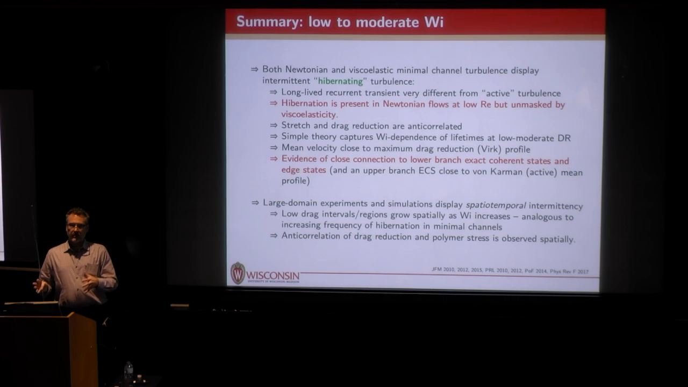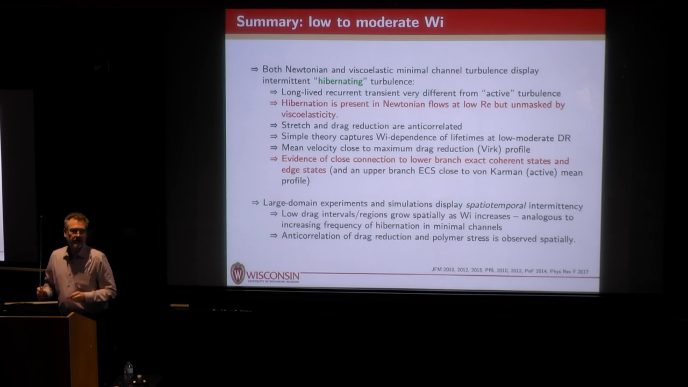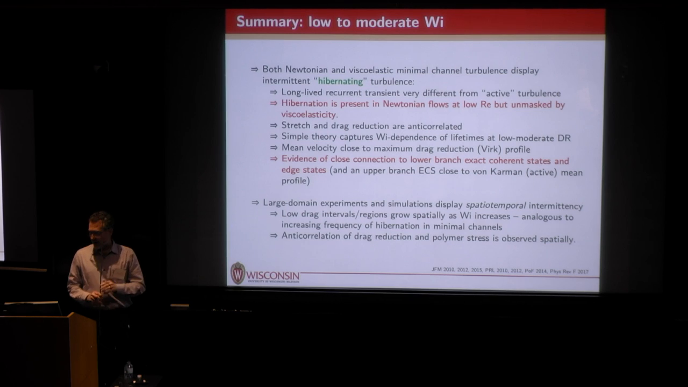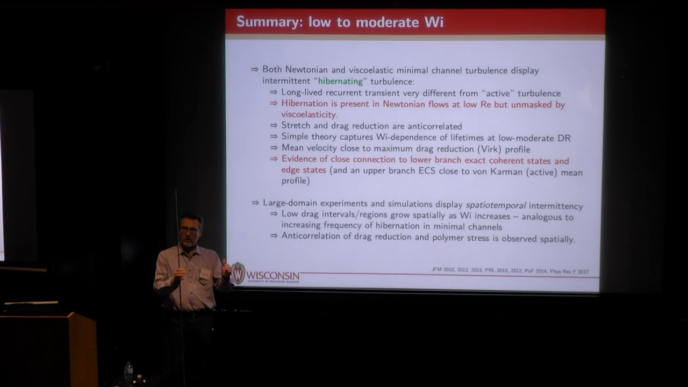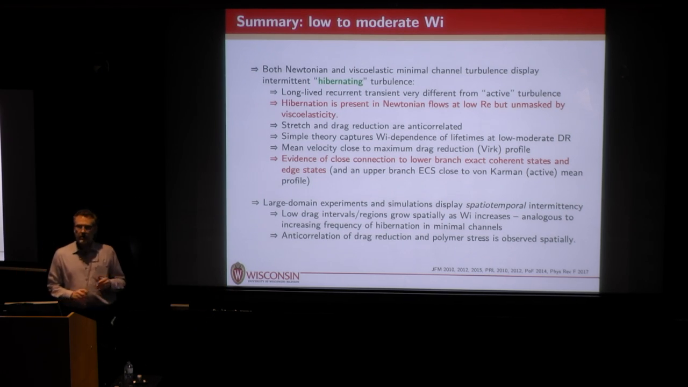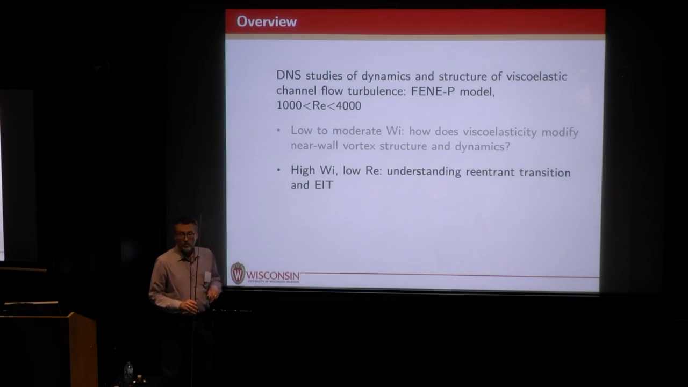As the Weissenberg number increases, the active turbulence intervals are suppressed because the polymers are strongly stretched during those time intervals and suppress those vortices. So in a sense, that's the first part of the story. That's how normal Newtonian turbulence gets suppressed. The rest of the story is trying to understand this elasto-inertial turbulence phenomenon, so that's what I'll spend the last few minutes on.